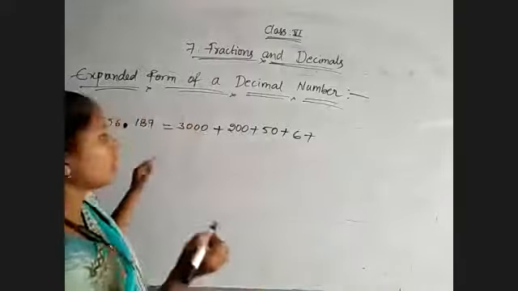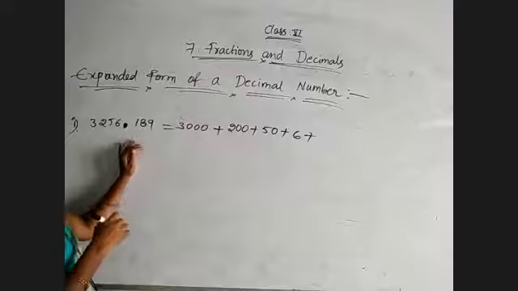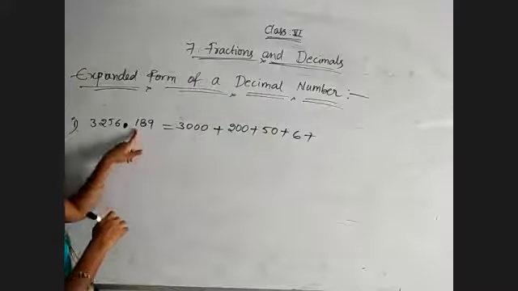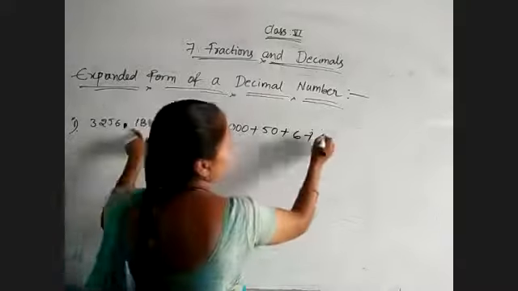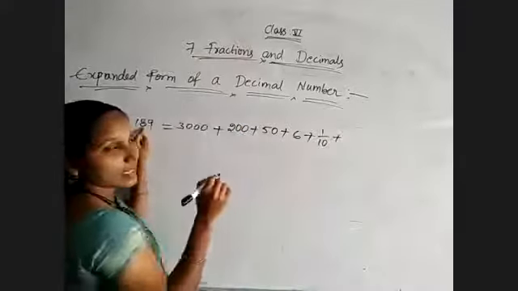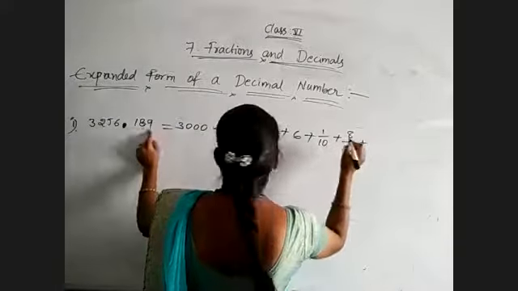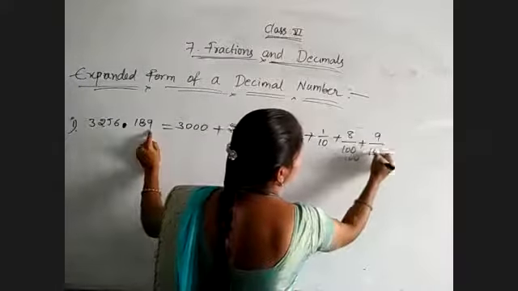Still not over. After the decimal point also we must write. So by using fractions I am writing. 1 is in which place? Tenths place. So its place value will be 1 by 10, plus. 8 is in the hundredths place, so 8 by 100, plus. 9 is in the thousandths place. That is 9 by 1000.